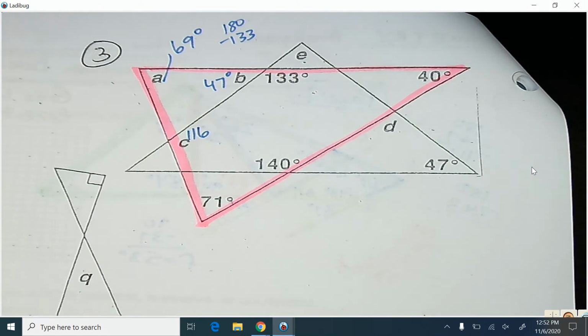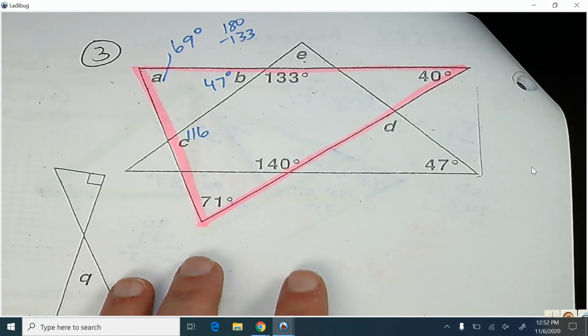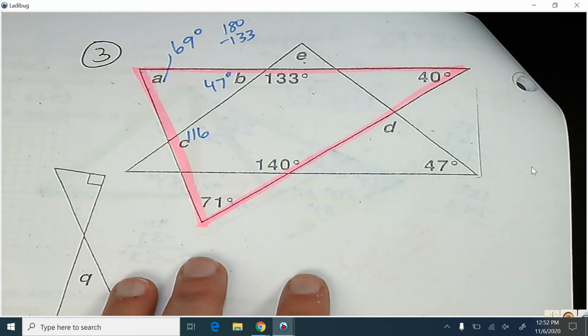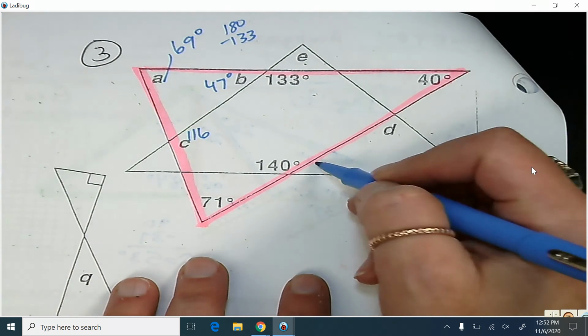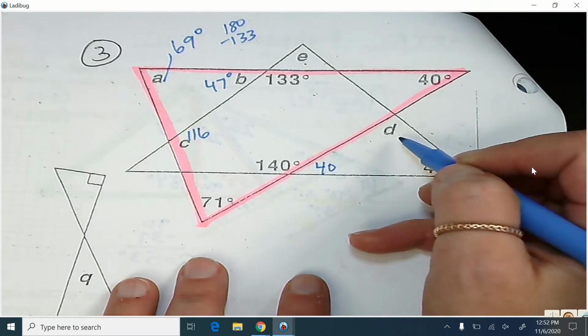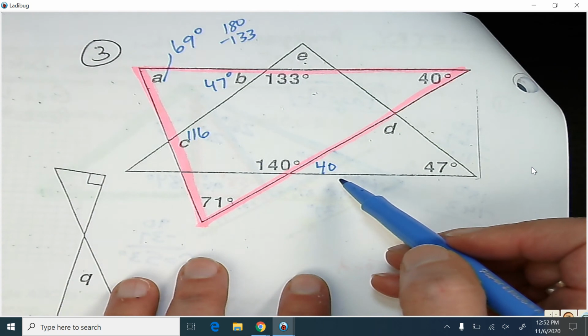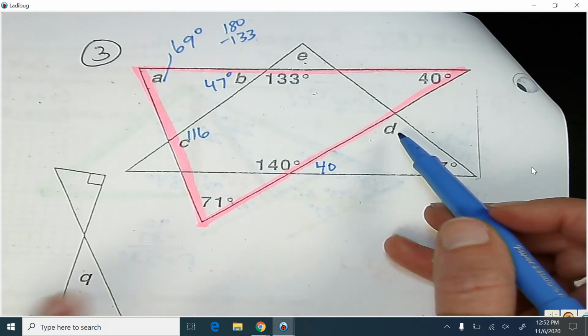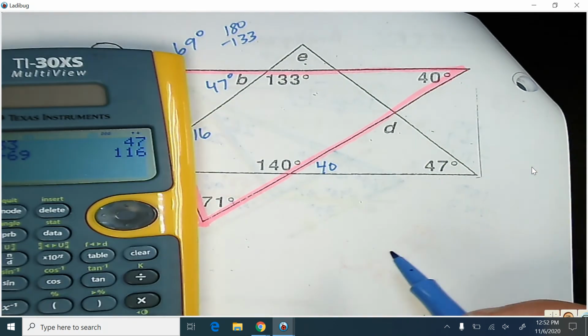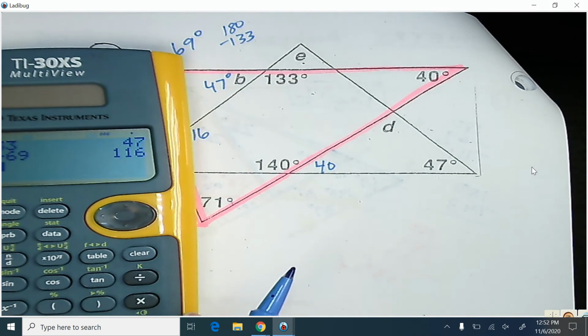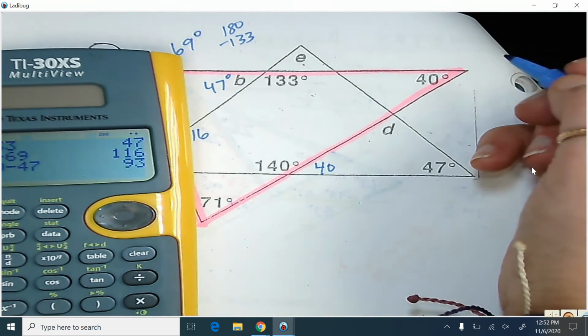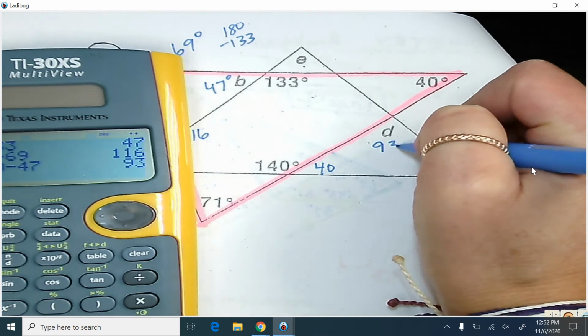This one you don't have anything parallel. And usually you kind of get to a point where you can get a little bit stuck. Sometimes you need to find angles that aren't marked in the diagram. So this would be a time where I would say, I kind of think I can get D, but I need that 40 first. Then I can get D by doing 180 minus the 40 minus the 47. All right, and that's going to be 93.